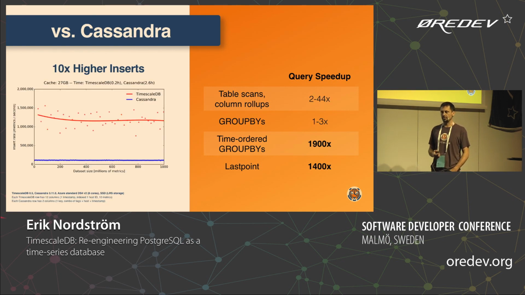Compared to Cassandra, it's an even bigger performance difference. We get 10x higher inserts. And in terms of queries, we're faster across the board. For time-ordered group-bys, it's almost 2000x.